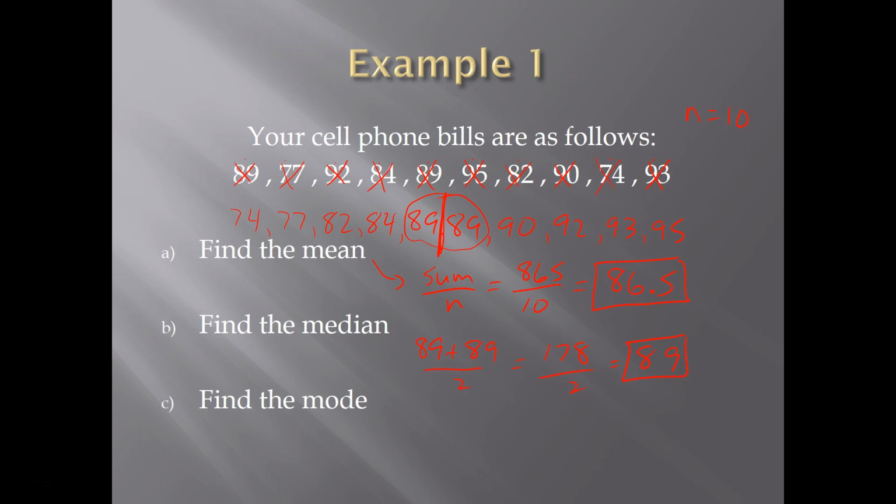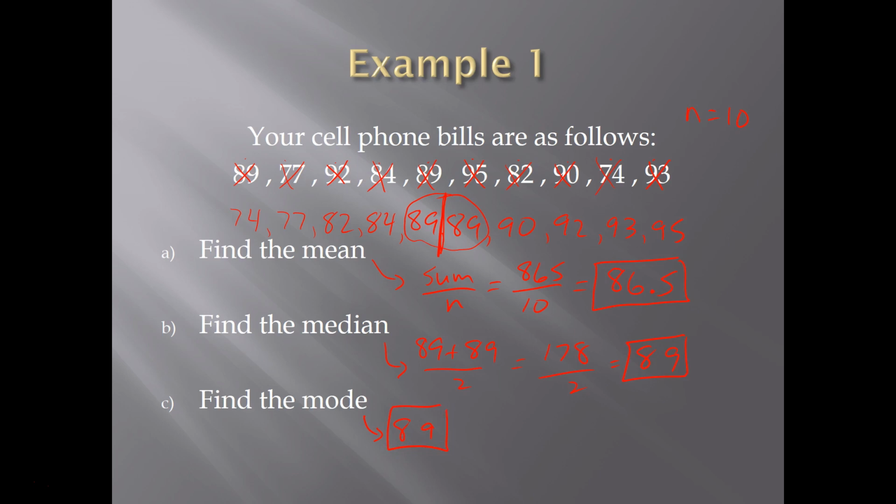All right, final one here. Let's look at the mode. The mode is the one that shows up the most frequently, and all of these data values only show up once, with one exception, the 89, right? 89 shows up twice, right? So that is our mode here. Our mode is 89. That's the only one that shows up more than once.